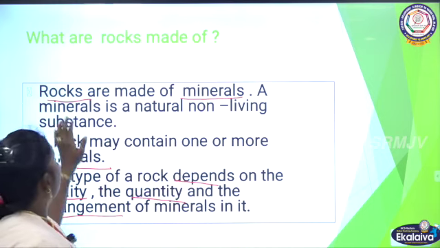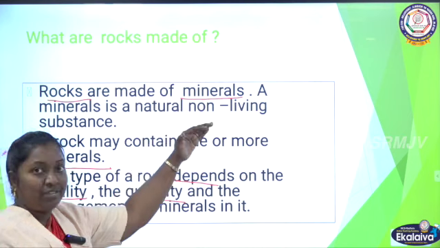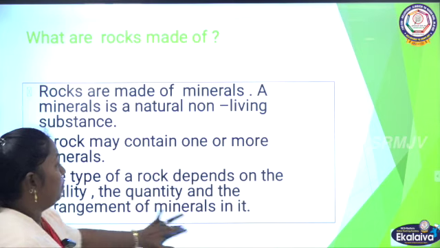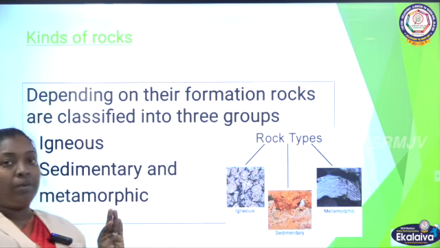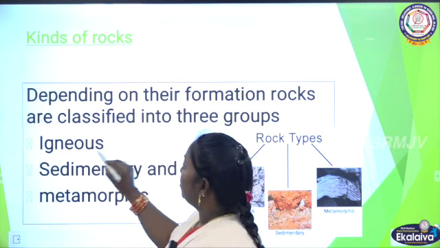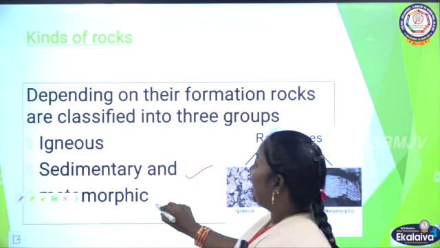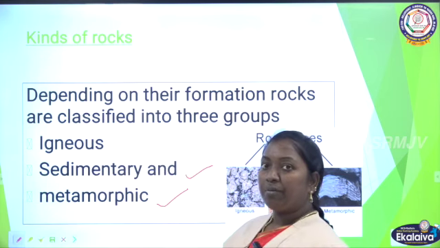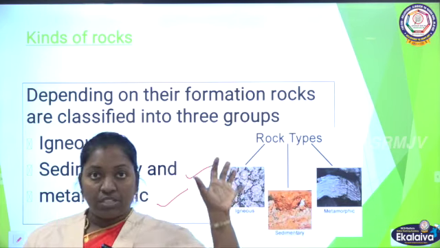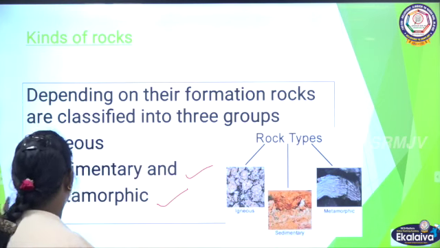Rocks are made up of minerals, and depending on the quality, quantity, and arrangement of the minerals, our rocks have been made. So depending on the minerals, there are types of rocks. Based on this, there are igneous rocks, sedimentary rocks, and metamorphic rocks. I'll repeat the names of our rocks: igneous rocks, sedimentary rocks, and metamorphic rocks. These rocks have been categorized based on the minerals which they contain.